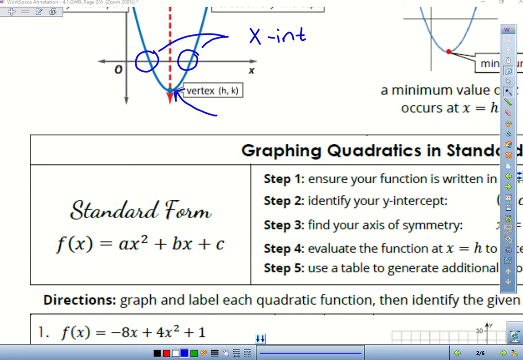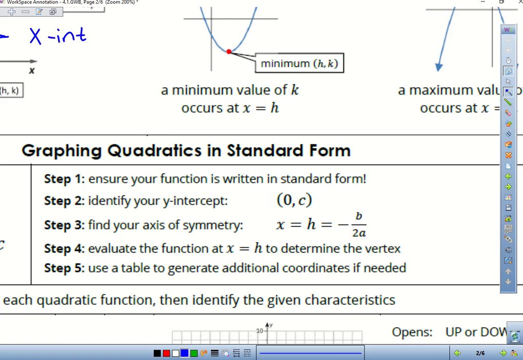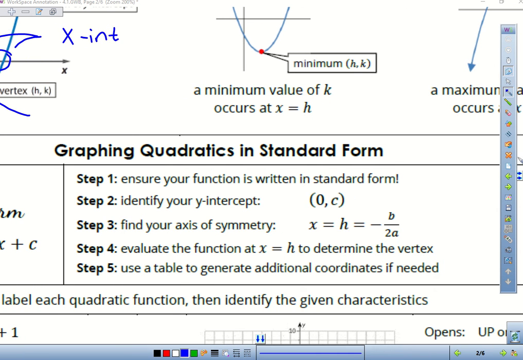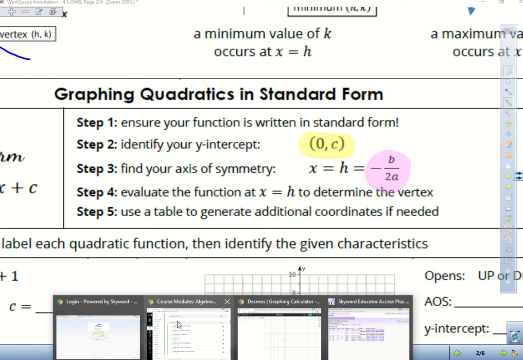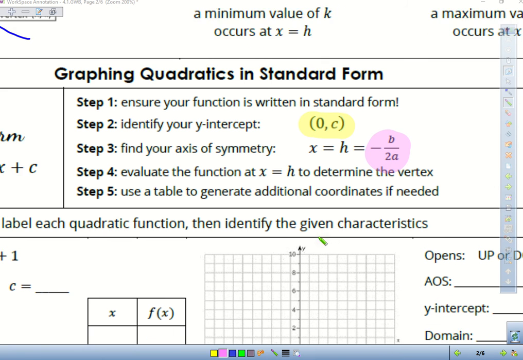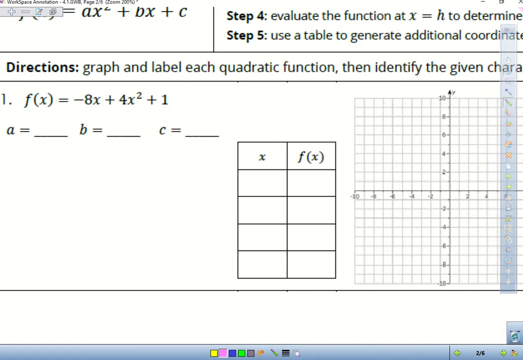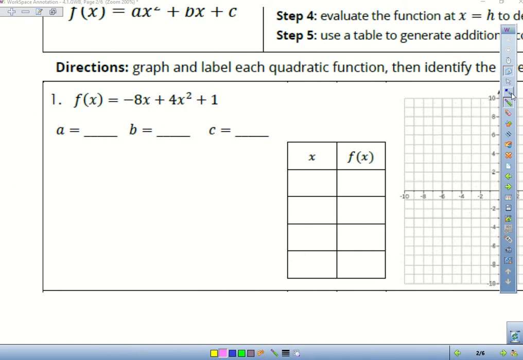So here's the steps to graphing your quadratic in standard form. You have to ensure that your quadratic actually is in standard form. You want to identify your y-intercept, which will always be 0, c. And you want to find your axis of symmetry. So the formula for axis of symmetry is x equals negative b over 2a. That's a formula you use to calculate it. And then you evaluate the function at that value, and then use a table to generate the rest of the points. So let's go ahead and try a problem together, and then I am going to show you on Desmos how to do this as well.